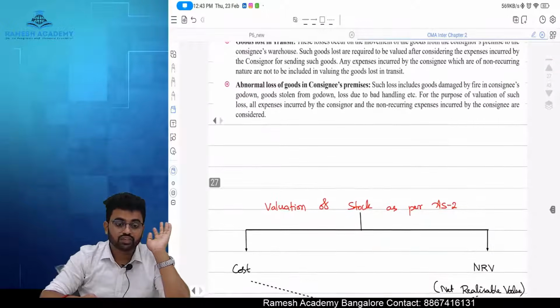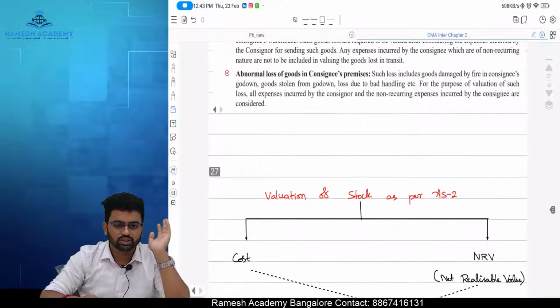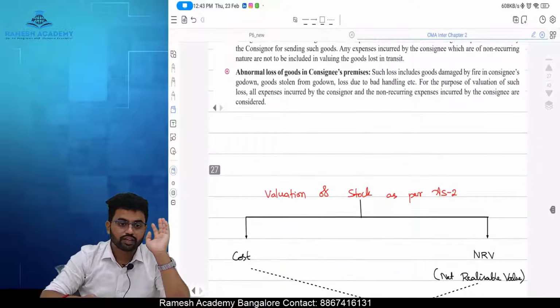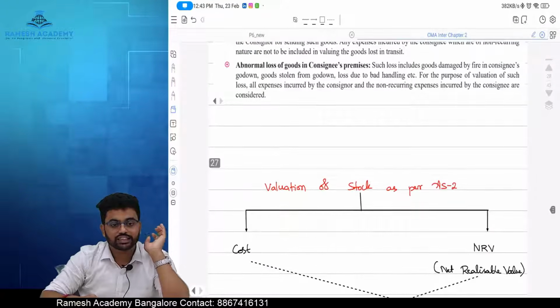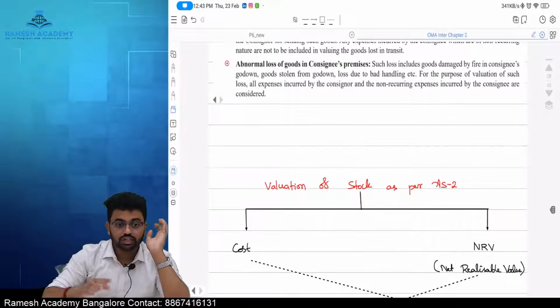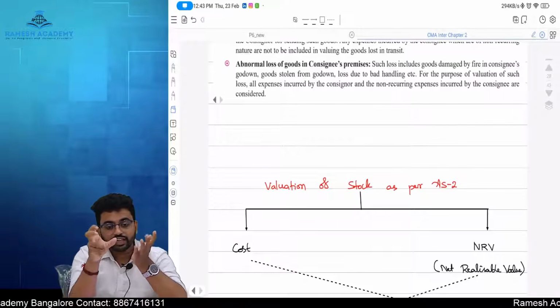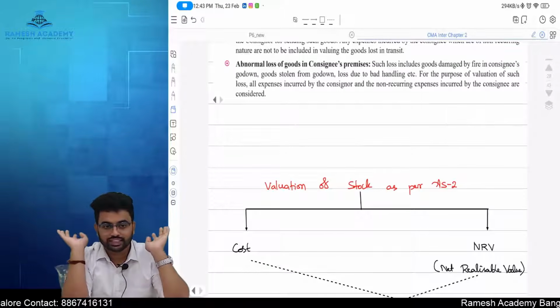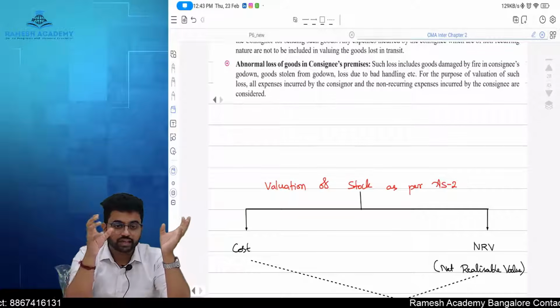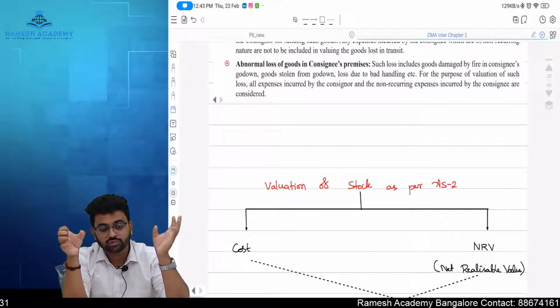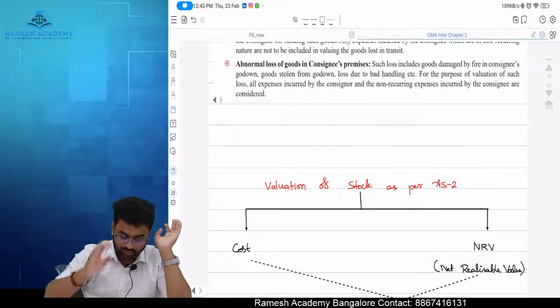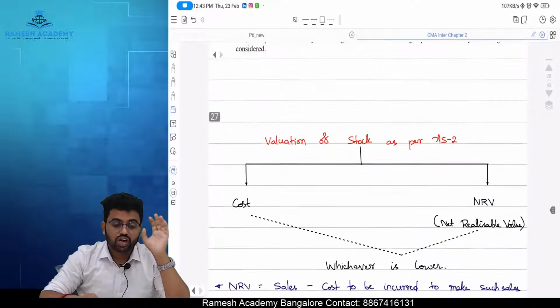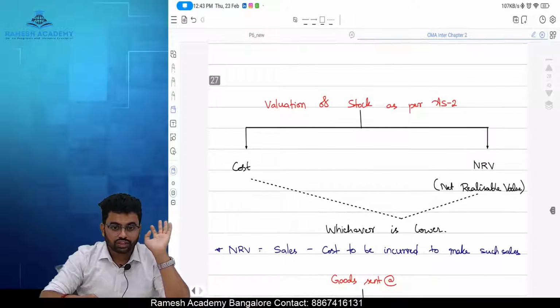Next comes valuation of stock. How should we value it? Simple, as usual, AS 2. You should value your stock at cost or NRV, whichever is lower. What is NRV, sir? Net realizable value. What is net realizable value? Sales price minus any expenditure you should incur to make such a sale. That is NRV. So cost or NRV, whichever is lower, that we should compute.